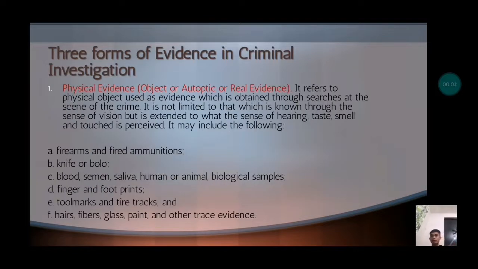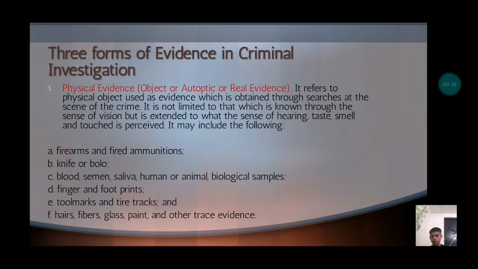Next are the three forms of evidence in criminal investigation. Number one is physical evidence, or object, autoptic, or real evidence. It refers to physical objects used as evidence which are obtained through searches at the scene of the crime. It refers to articles and materials found in connection with the investigation, which aid in establishing the identity of the perpetrator.